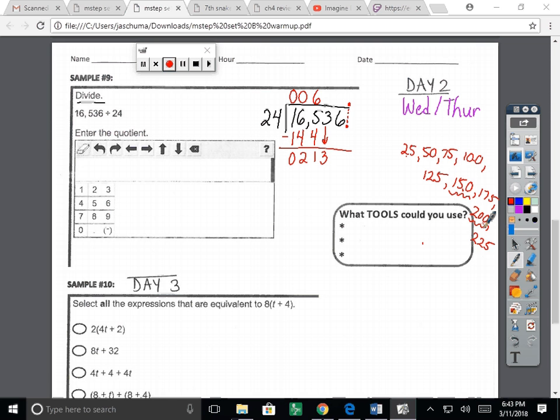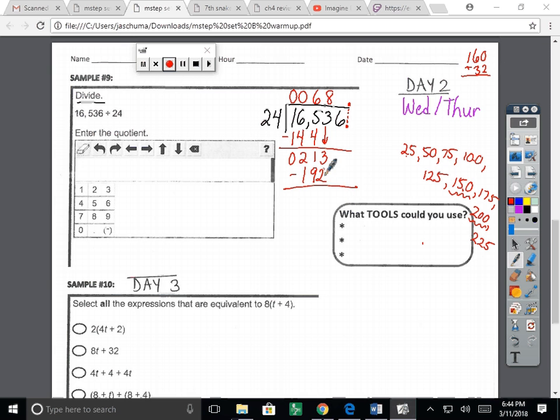So what if I tried 8 groups of 24? Let's see if we can get close. 8 times 20 is 160. 8 times 4 is 32 more. So I'm thinking off to the side here, I have 160 and 32 more. Oh, I can see that. 192.